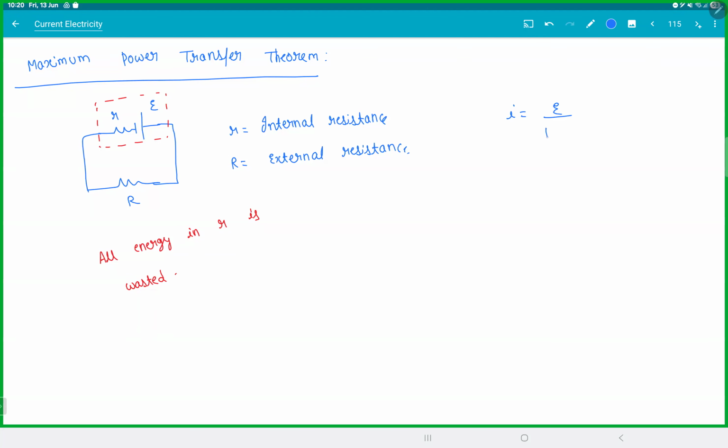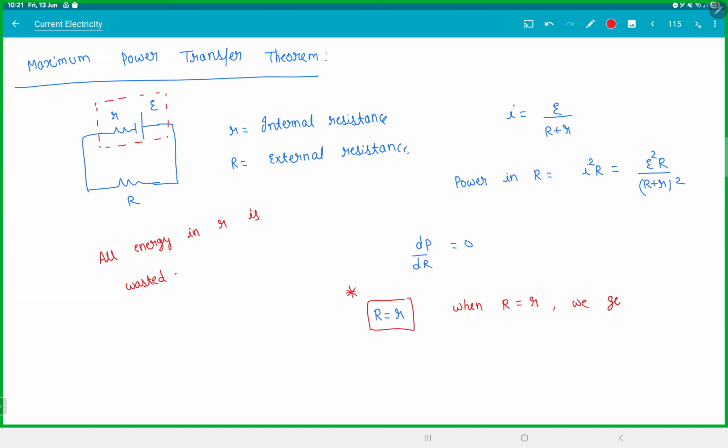So we know current is E by R plus small r. So power in resistance R will be I squared R, which is E squared R by (R plus r) squared. So we do maxima-minima, dP by dR equal to 0. You end up with the result R is equal to r. Standard result, remember? But be careful, I'll show you how people goof up this thing. When your external resistance is equal to the internal resistance, we get maximum power in the external resistance.